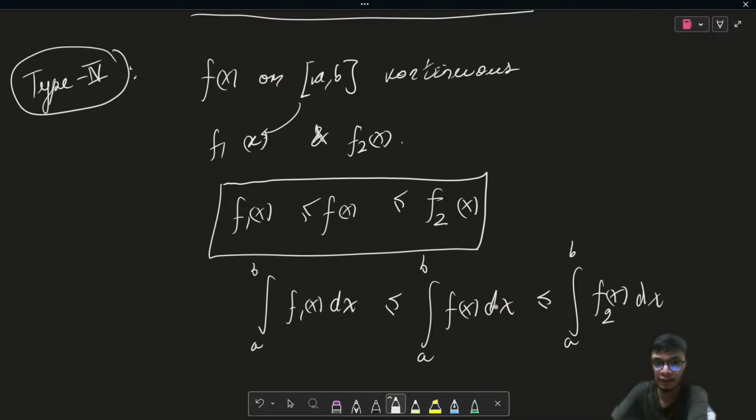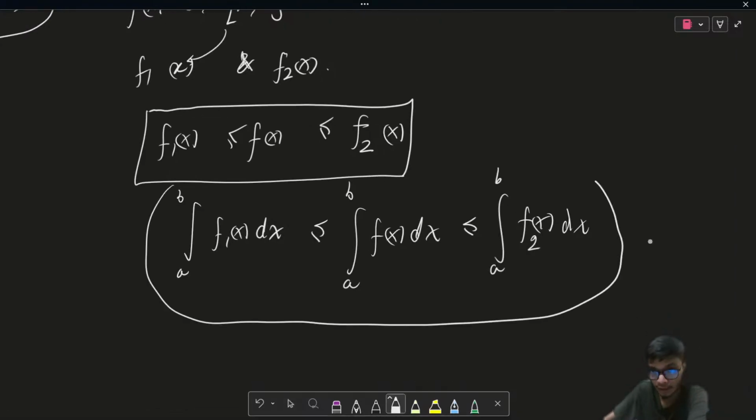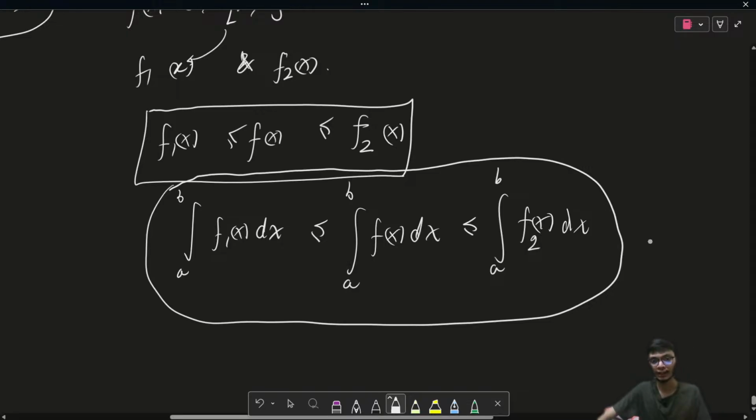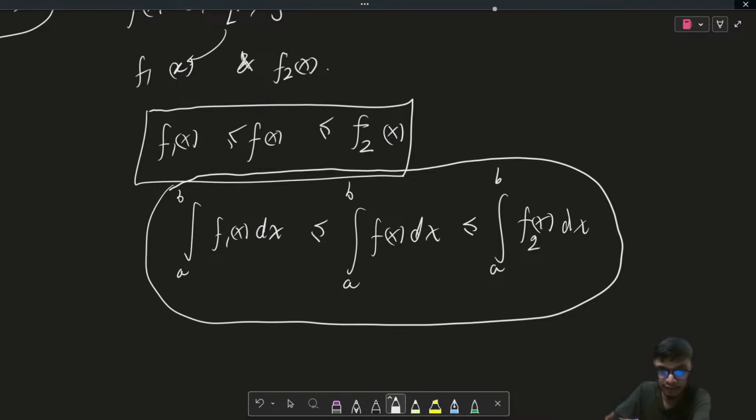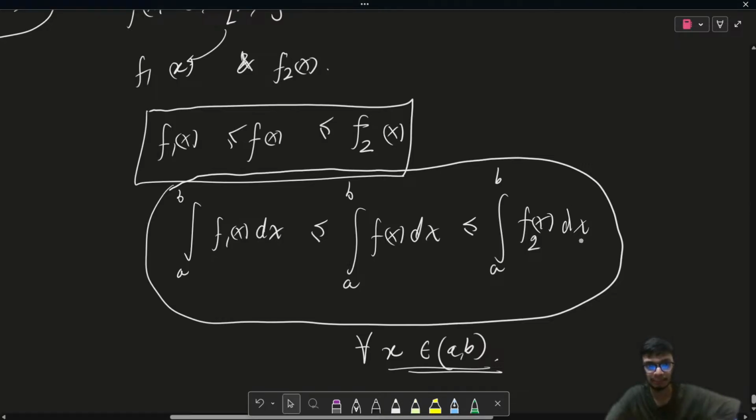Okay, so this is a very crucial result. Please note this. Whenever you find two continuous functions which are the bounds of the main function f of x, then the definite integral from a to b will also be the bound of the same function. Please note this result is a very crucial result. And this is always true for all x lying between a to b. I hope this is clear to all of you.